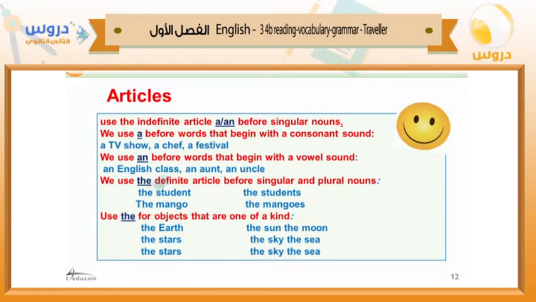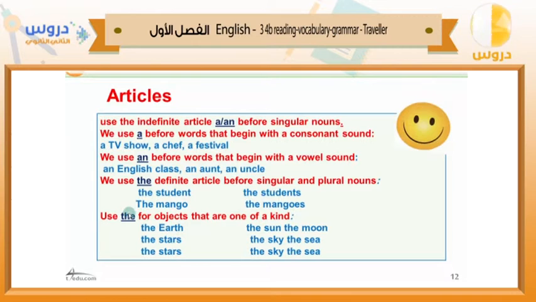Now the, we use the. We call it a definite article because it introduces something we know. We use it before singular and plural nouns, so there's no problem, singular or plural, okay? So we can say the table or the tables, no problem. So the student, the students, the mango, the mangoes, and so on. So it's not about singular or plural. It's just the definite article.